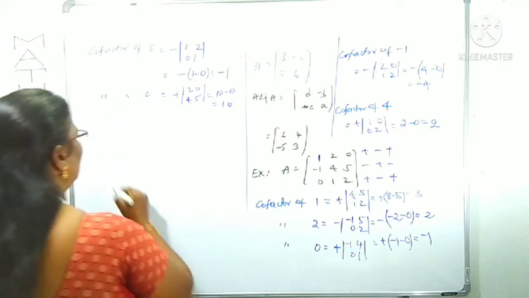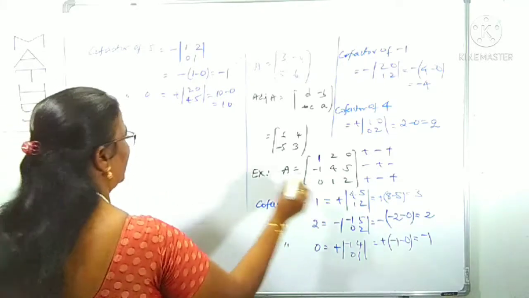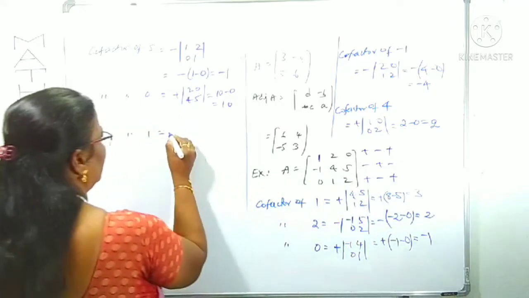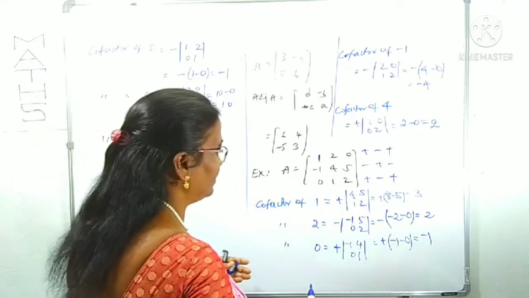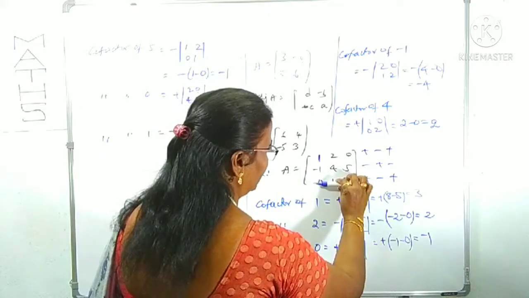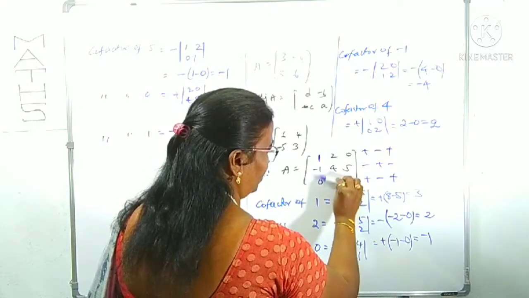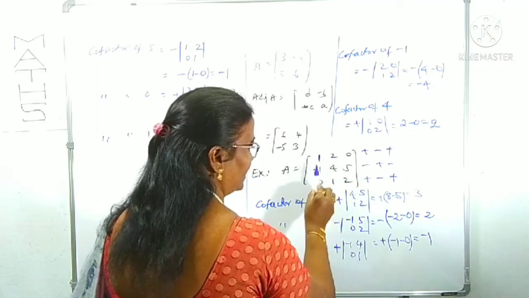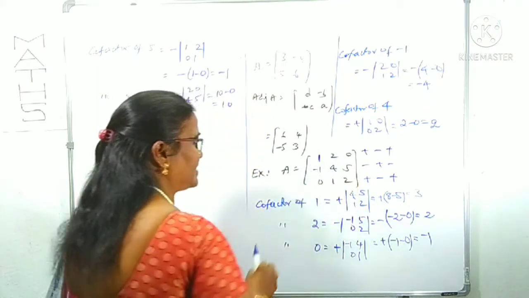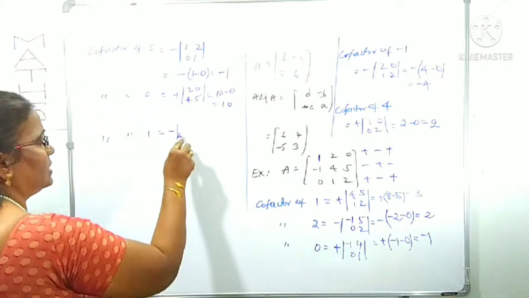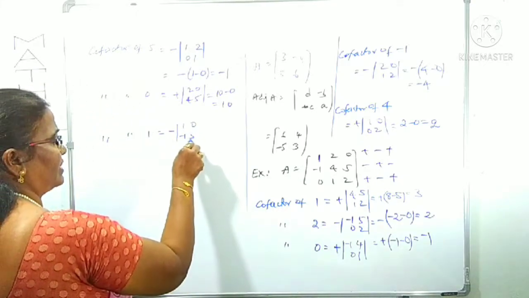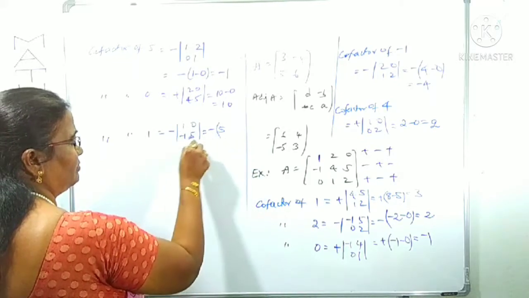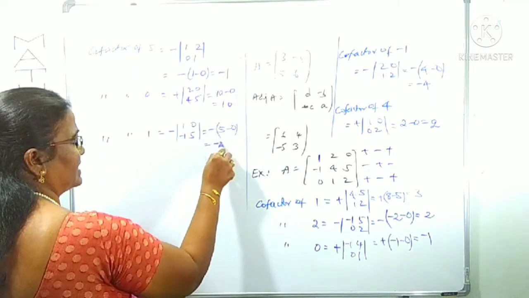Right. Next, cofactor of the next element, 1. For 1 we can use minus sign: minus determinant of. Which row is 1 in? It is in the third row, second column. Closing these, after closing these, what are left over? 1, 0, minus 1, 5. Right? This value is minus of 5 into 1, 5 minus 0. That is minus 5. Right?